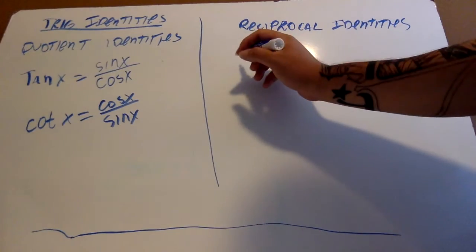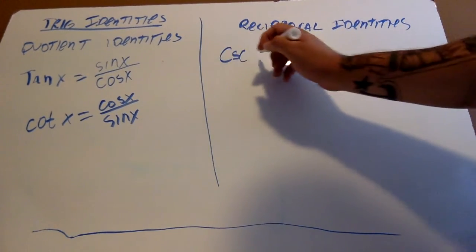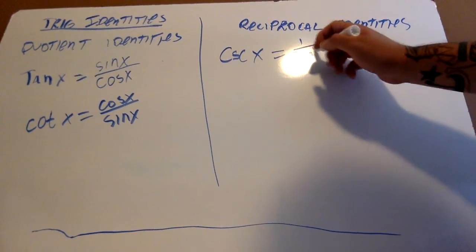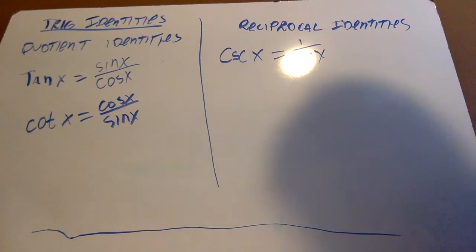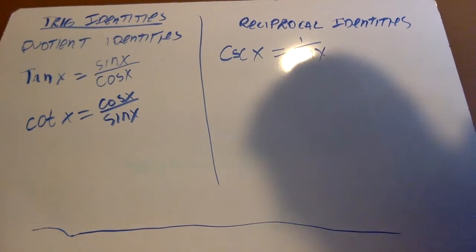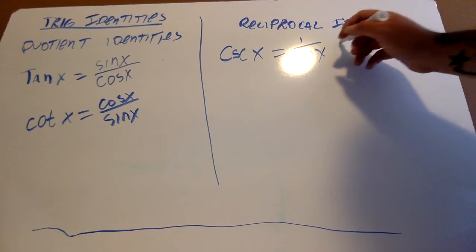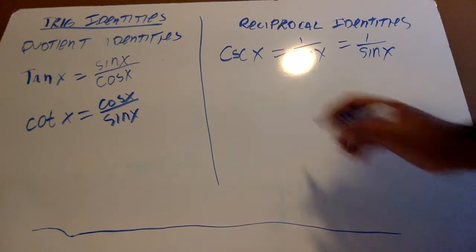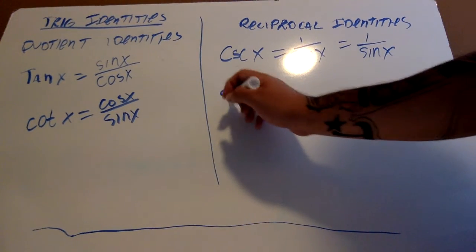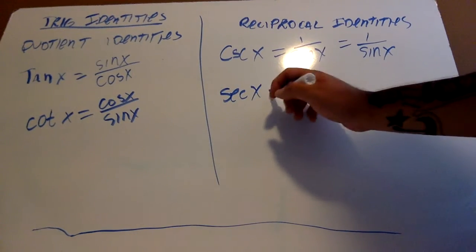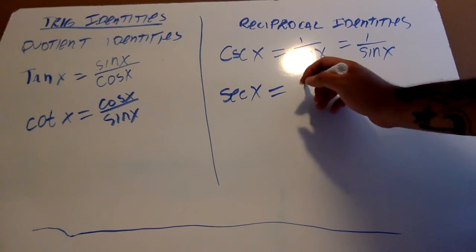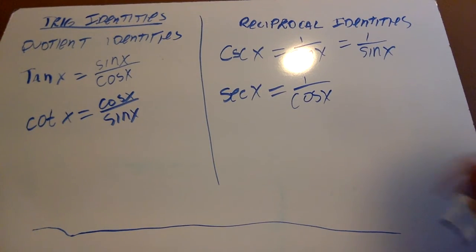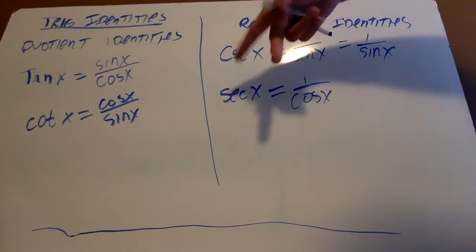The first one I'm gonna talk about is cosecant x. This is the same thing as 1 over sine x. Can you see it? Let me write it here. 1 over sine x. Okay, and then the other one we have is secant x, which is equal to 1 over cosine x.